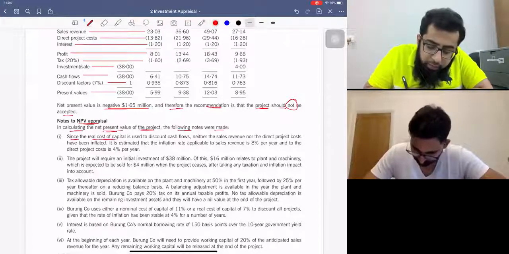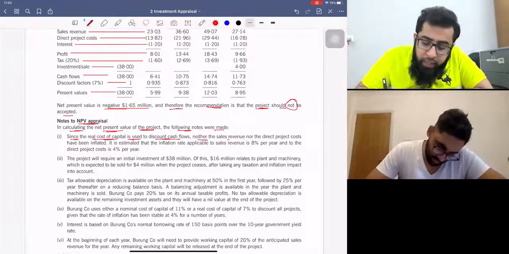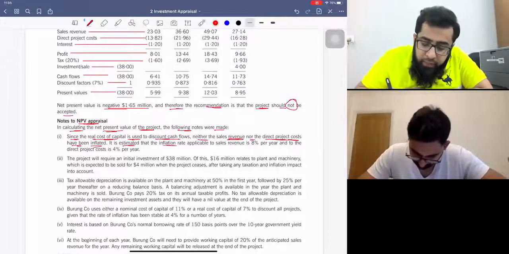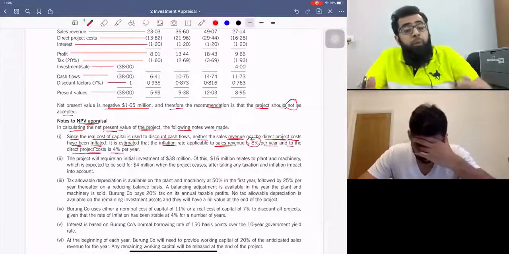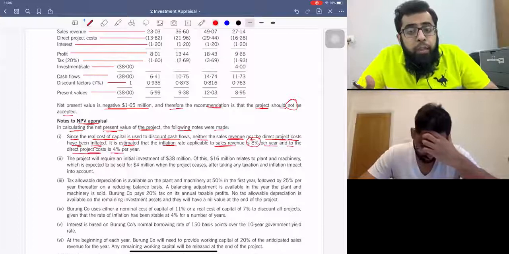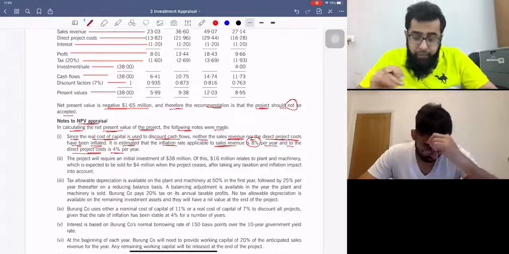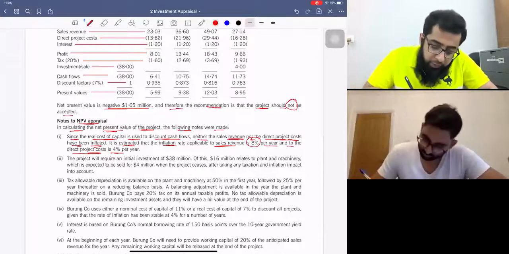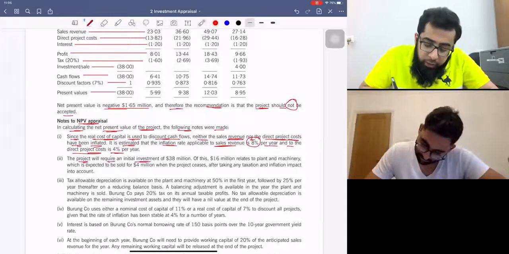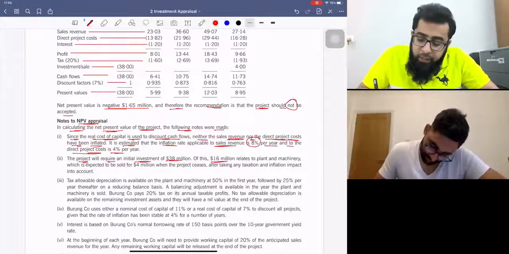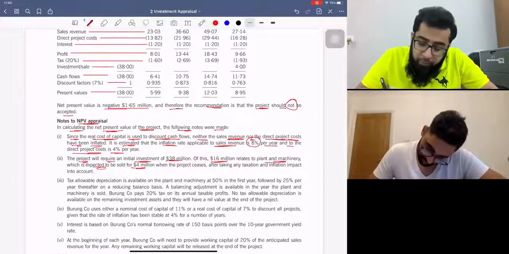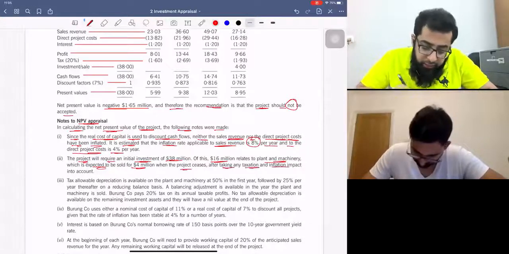Since the real cost of capital is used to discount cash flows, neither the sale revenue nor the direct project cost has been inflated. It is anticipated that the inflation rate applicable to sales revenue is 8% and direct project cost is 4%. So we will include the impact of the inflation. He has not considered the impact of inflation because he has used the real cash flows. The project will require an initial investment of 38 million. Of this, 16 million relates to plant and machinery, which is expected to be sold for $4 million when the project ceases, after taking any taxation and inflation impact into account.